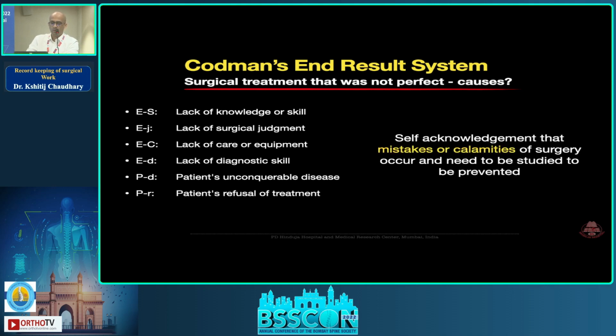But when Codman proposed this idea, it was obviously not well accepted by the audience. You know, I am speaking at a podium and telling you that, you know, you guys are making mistakes and all that sort of things.